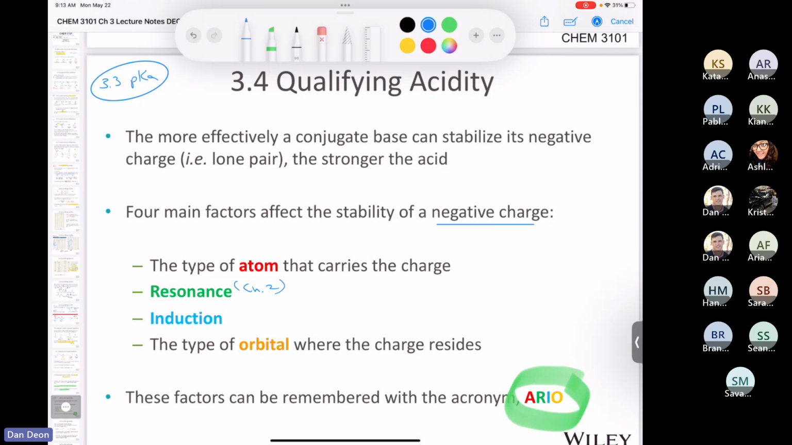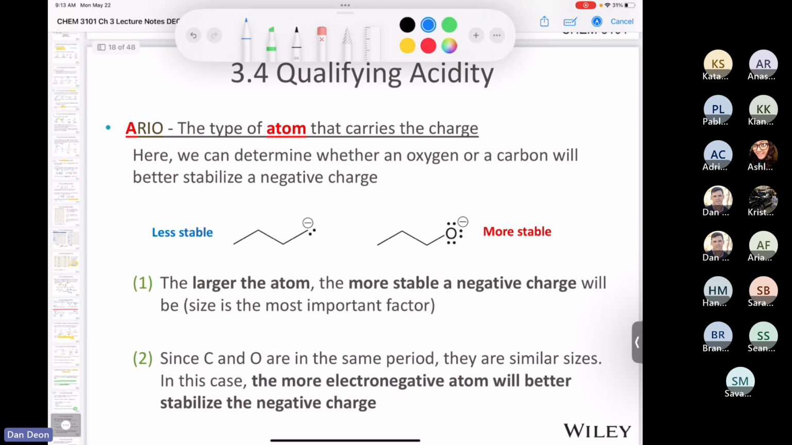So the way that we remember these factors is using the acronym AREO. And AREO, like I said, it's going to come up a bunch of times in this class. It'll even come up in organic chemistry too, so make sure you understand it as we go through it. All right, so AREO, the first one is atom.